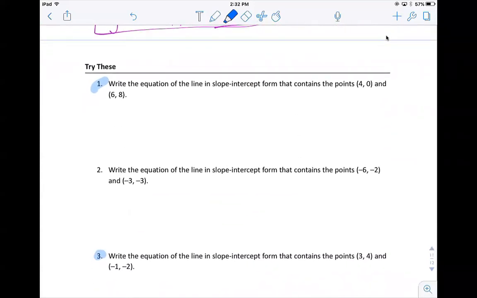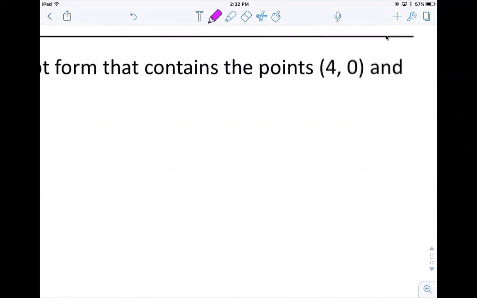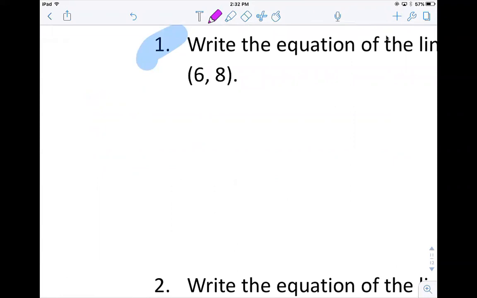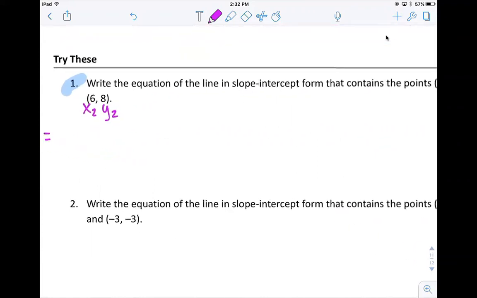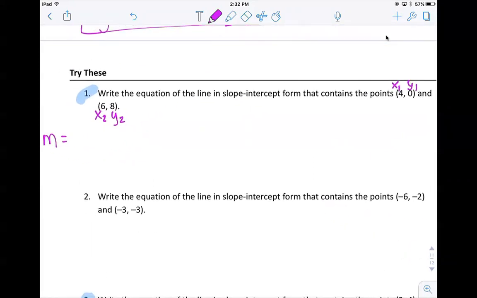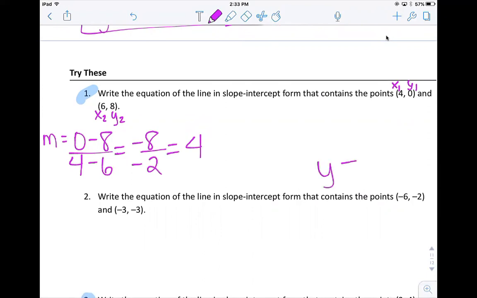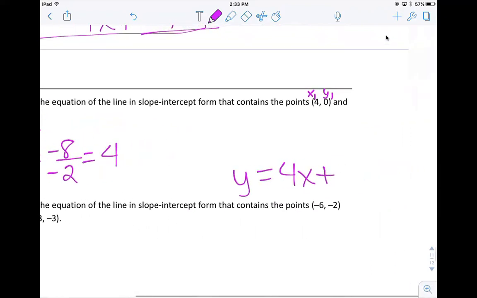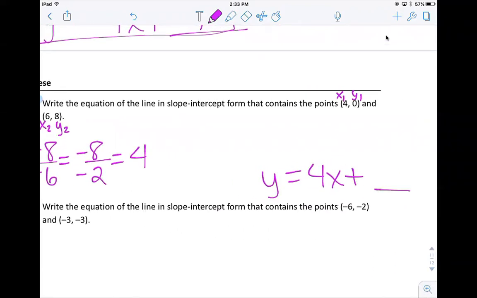So problem 1, again, starting with slope, I know my x1, y1, and over here I got my x2, y2. So to find my slope, I'm taking my y's, so 0 minus 8 over 4 minus 6. So that gives me -8 on the top, -2 on the bottom, which would reduce to a +4. So right away, I know y equals 4x plus my missing y-intercept.